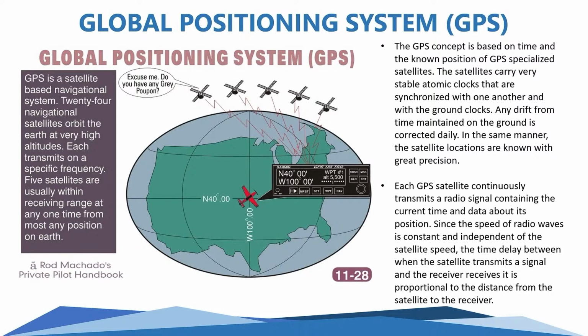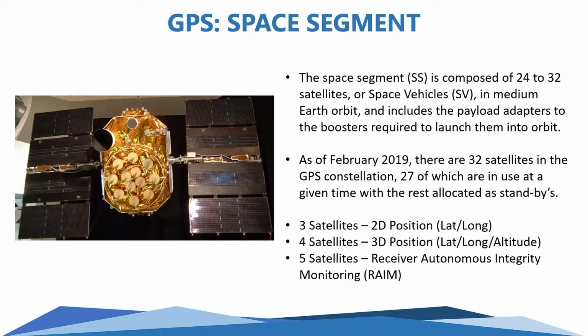Now, with the GPS system, there are 3 different segments. The first one is known as the space segment. We call this the SS, which is composed of 24 to 32 satellites. And these are all located in medium Earth orbit. So this includes the payload itself, all of the instrumentation, and boosters as well.